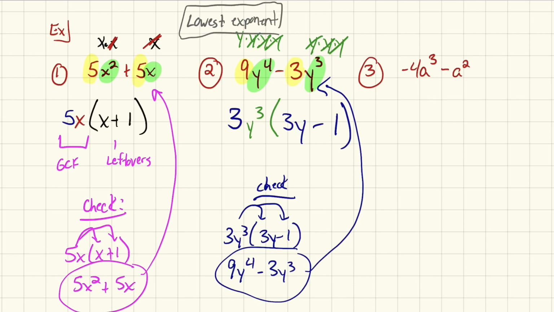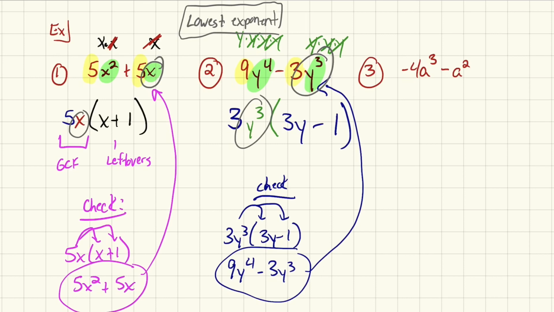So it's the largest number we can take out of both terms, and then when you're comparing all of your variables, it's the one with the lowest exponent. If you look in the first one, the lowest exponent was x, and that's what we factored out. Here, the lowest exponent was y to the 3, and again, that's what we factored out. So if you wanted a shortcut, there's a pretty decent one.